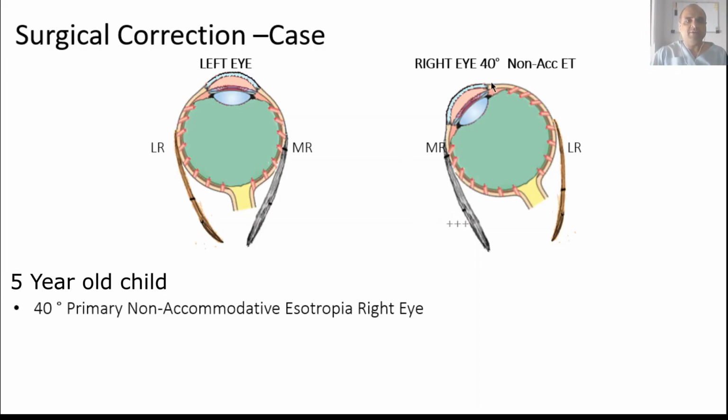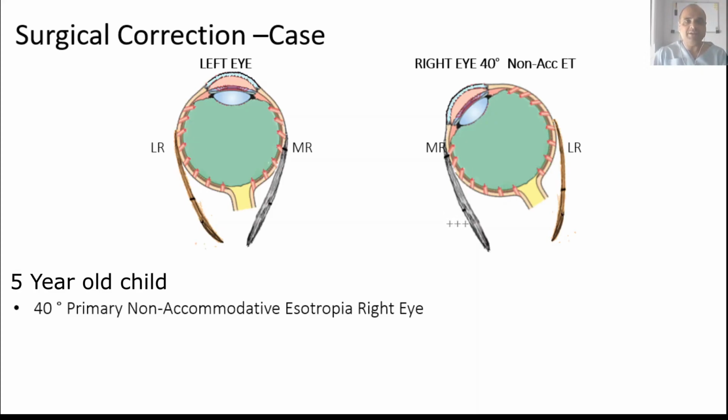Now, in order to correct 40 degrees of esotropia, we need to do obviously muscle surgery on the muscles. And since the eye is turned inwards, we want to weaken the medial rectus and we want to strengthen the lateral rectus. Weakening procedure was recession, and the strengthening procedure was resection. How much to do? Well, since we have 40 degrees of esotropia, we would need to correct as much as possible. And the limits of our surgical procedures were 10 millimeters.